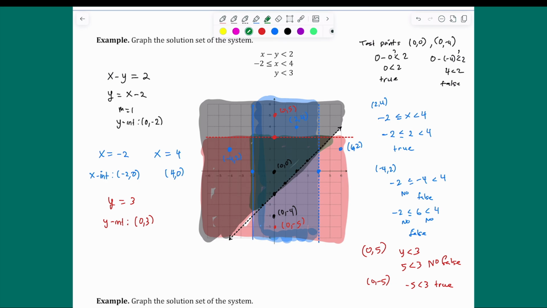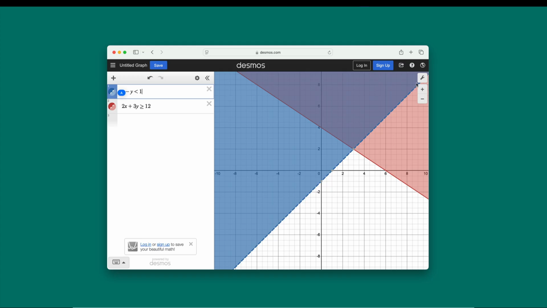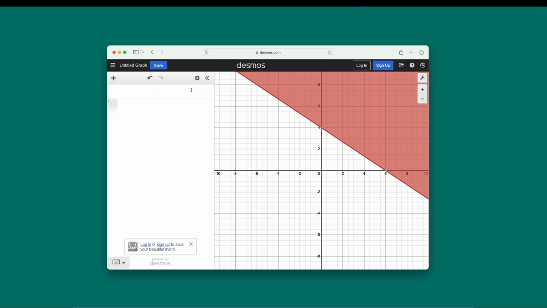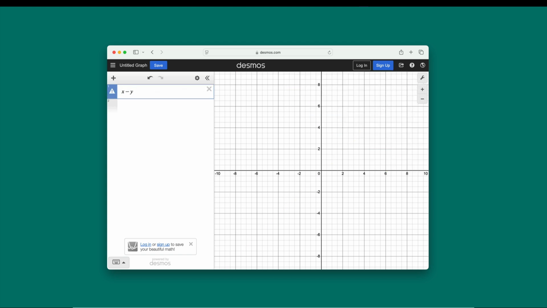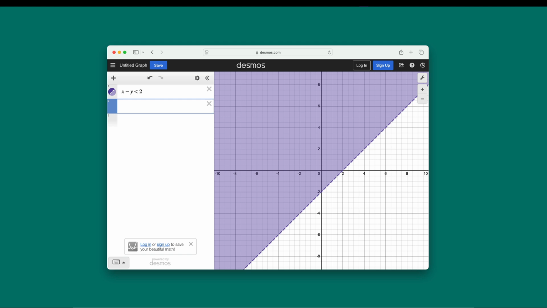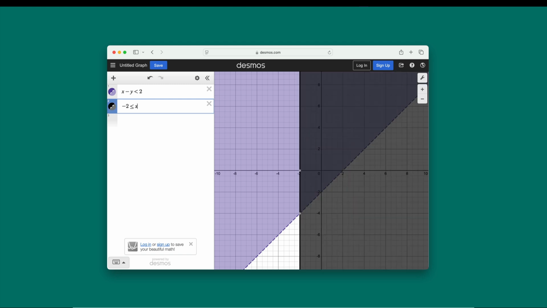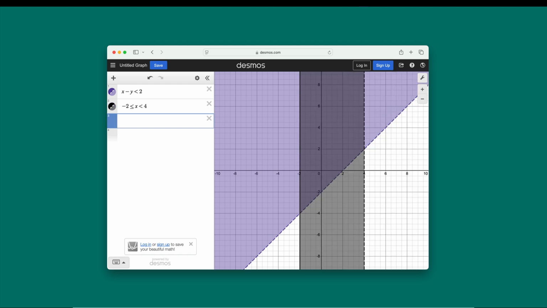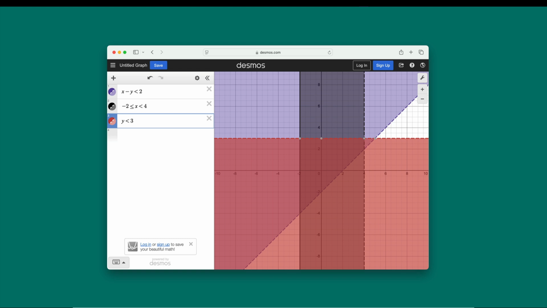All right, let's see how Desmos handles it. Okay, so let's get rid of this graph here. So we have x minus y less than 2. And then we have negative 2 less than or equal to x less than 4. Okay, and then y less than 3. So you can see that all the regions we shaded are pretty much the same, and they're all going to overlap at this region here. Okay, so interesting example. Let's go back to the notes to see another one.